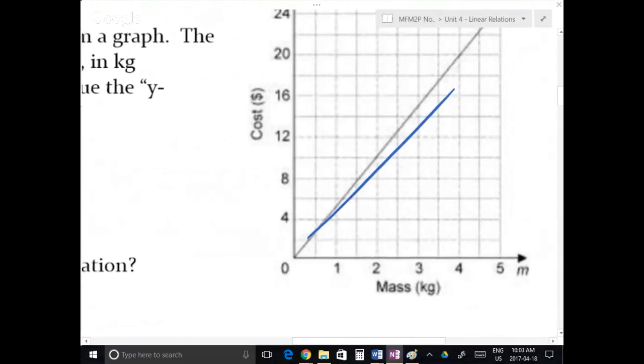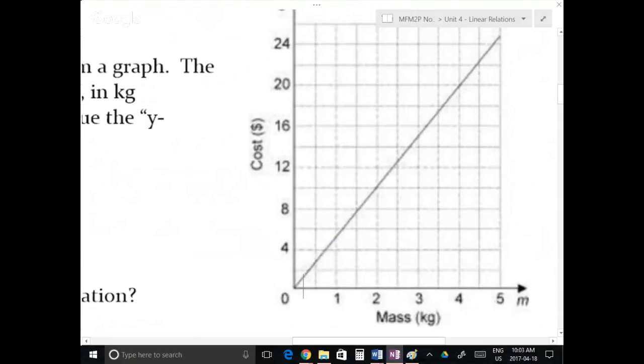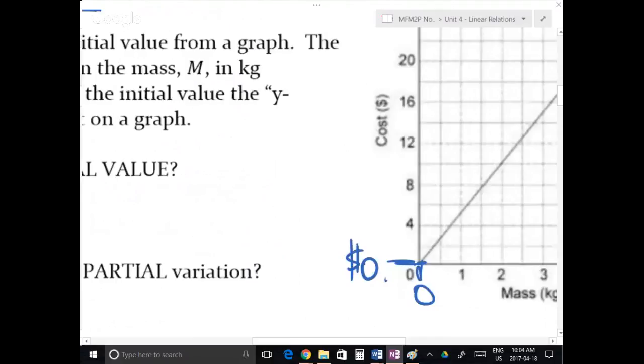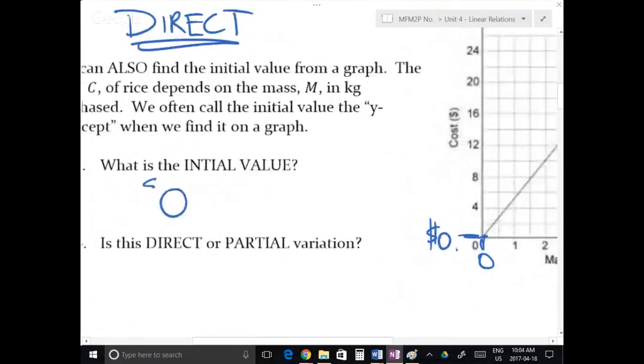Well, that's the actual line we're interested in, so you can call it the line. That's exactly what it is. The line starts at 0. You could also say the relationship starts at 0. That would be fair to say. It starts at 0, and there's no fixed amount above 0. That's right. If I buy 0 kilograms of rice, how much money does it cost me? $0. That means our initial value is $0.